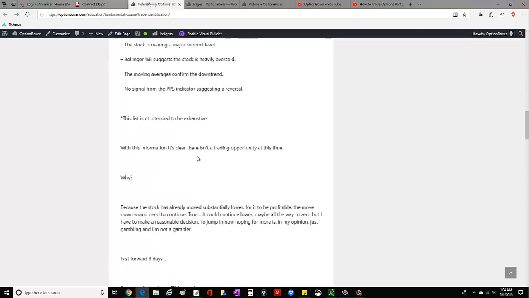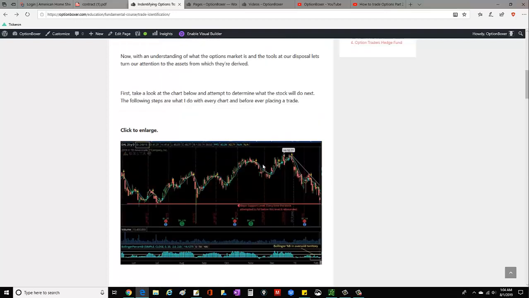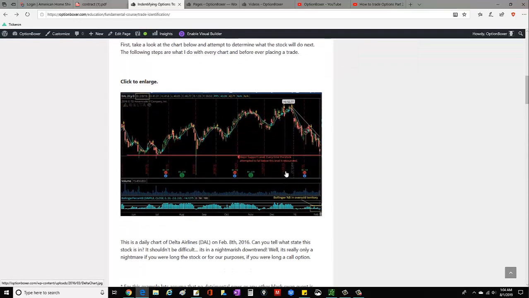With this information, it's clear there isn't a trading opportunity at this time. And I know you're asking why? Because the stock has already moved lower. For it to be profitable, the move down would need to continue. True, it could continue lower, maybe even all the way to 0, but we have to make a reasonable decision. We have to be at least somewhat logical and make rational decisions. To jump in now hoping for more is, in my opinion, gambling. And I am a gambler, but I'm not a good one.